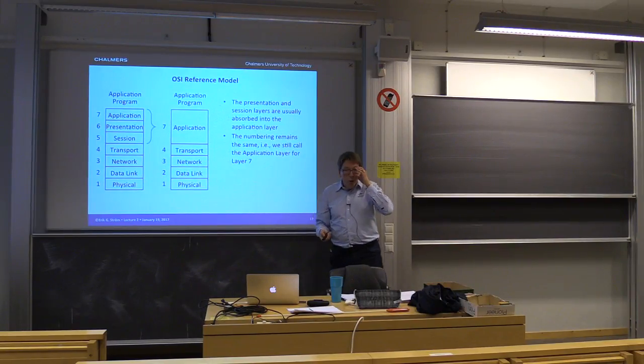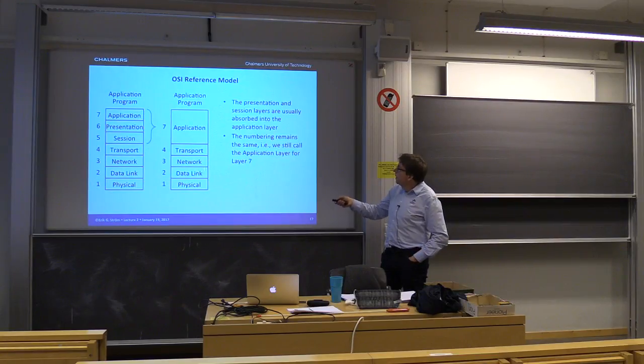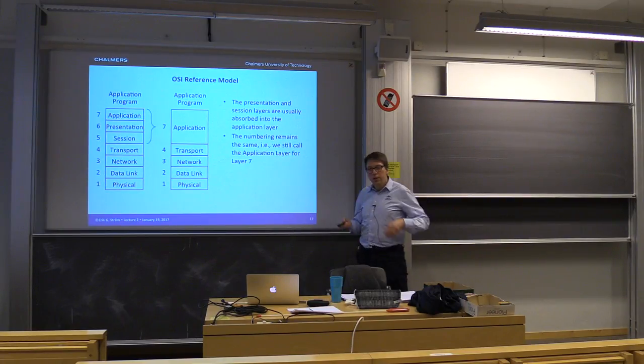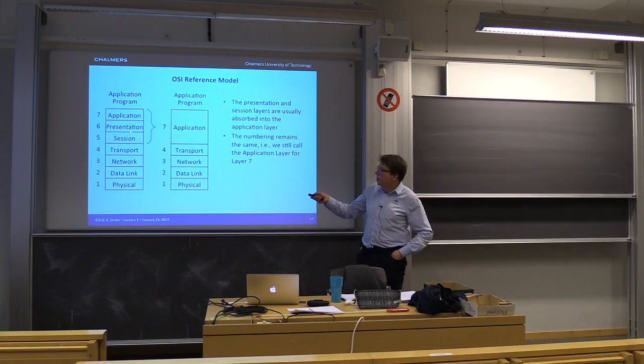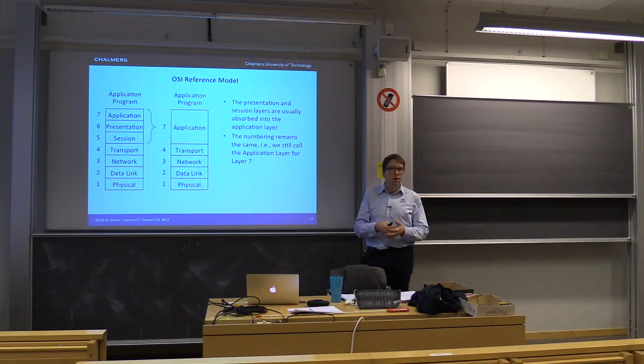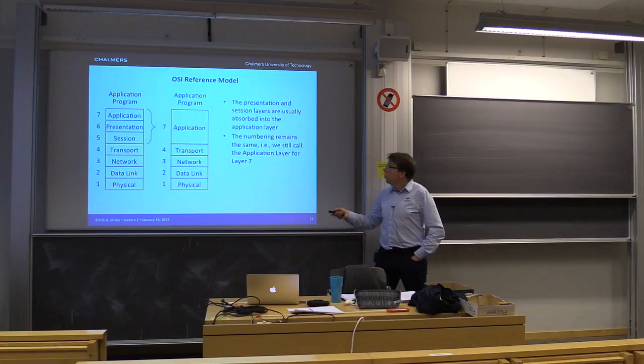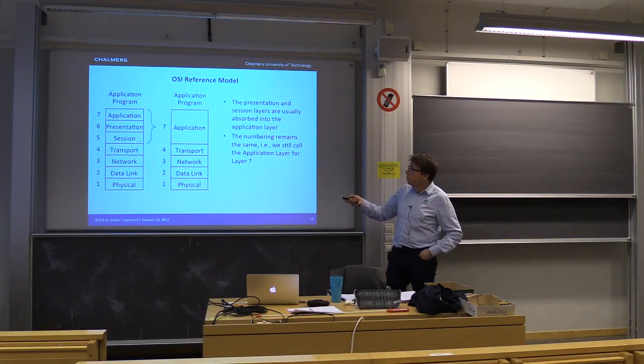The internet model. First of all, the thing with this is that it's a nice structure. However, as time evolved, it was pretty clear to most people that the presentation and session layers were so thin that it was questionable whether they should be layers of their own. So in most cases, one lumps all these three top layers into one single layer. However, one still called that the application layer, and one still called that layer number 7.